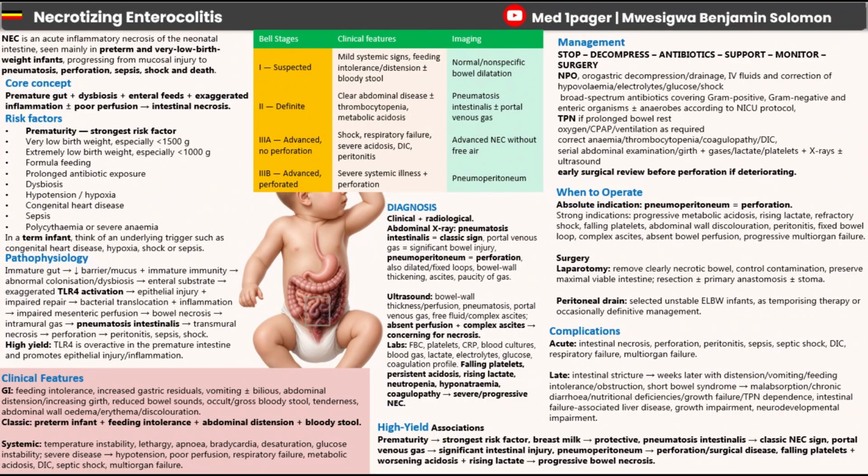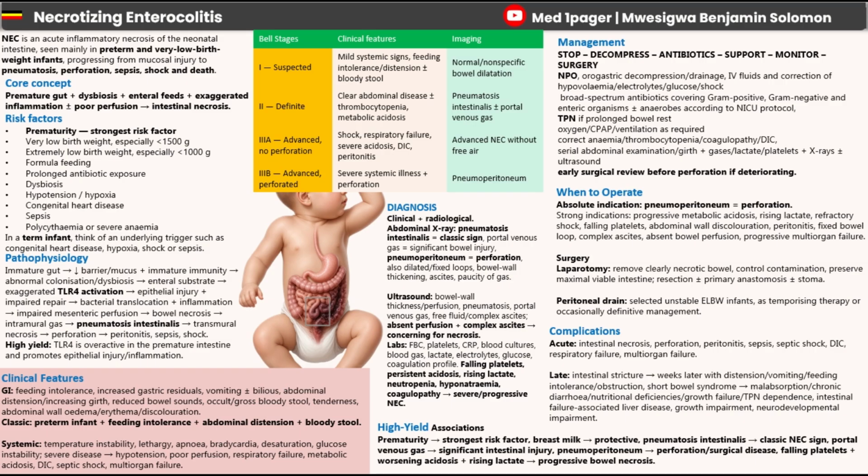If you have been or if you are going to be in the neonatal intensive care unit, then necrotizing enterocolitis is one of those things that you cannot miss to see. So what is necrotizing enterocolitis? What causes it? Why is it commonly seen in neonates or in preterm infants? And how do we diagnose it? When do we operate? And what are some of the complications that you anticipate? This is what we are going to cover in this video.